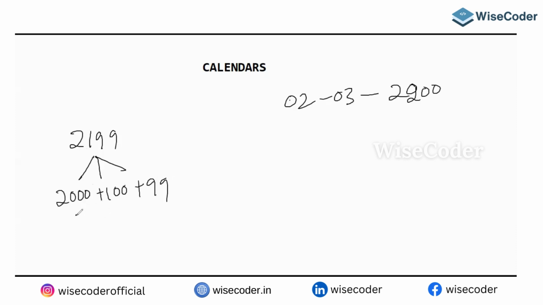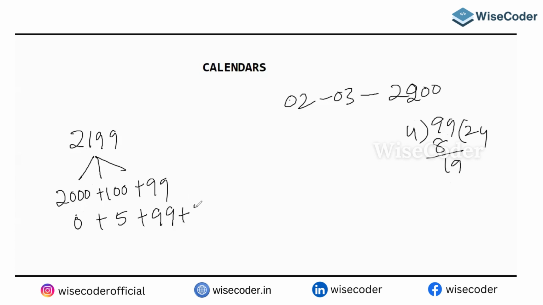So 2000 will have how many? 0. 100 years will have 5 odd days. And 99 years, so 99 years will have how many? Leap years, divide by 4: 2s are 8, I am left with 19, 4s are 16. So 99 odd days will be there, plus 24 extra days will come. If you add all these values, you can take the multiples of 7 as well. Multiples of 7 will help you.